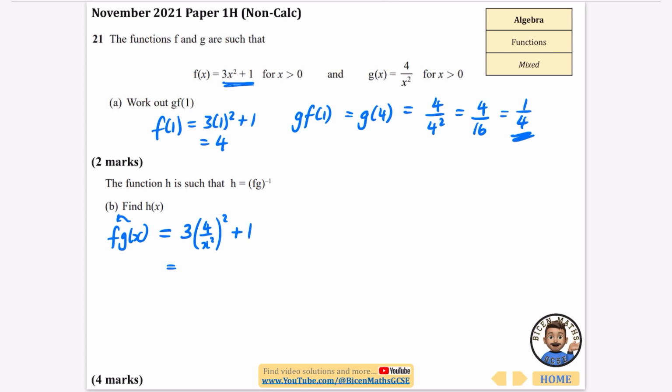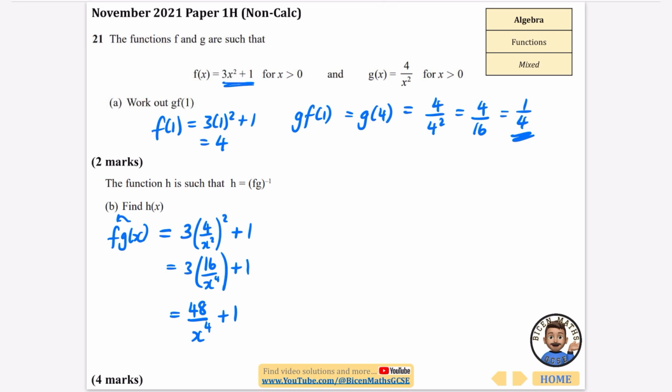So this is 3 multiplied by 4 over x squared, squared, which is 16. Don't need the multiply sign, I'll do it with a bracket. It is 16 over x to the power of 4, plus 1. And when I multiply these two things together, it's just 3 times the numerator. I'm going to get 48, because 3 times 16 is 48, over x to the power of 4, plus 1.